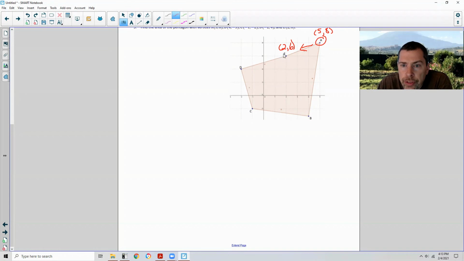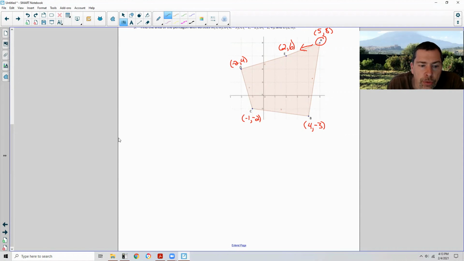Over 2 up 2, 4, 6. Yes. D is left 2 up 4: negative 2, comma 4. C is negative 1 and negative 2. And B is 1, 2, 3, 4, and down 2 and a half, which would be 3. So B is the point 4, comma negative 3. So be careful with those. That's the first trick. All right, so let's do this.